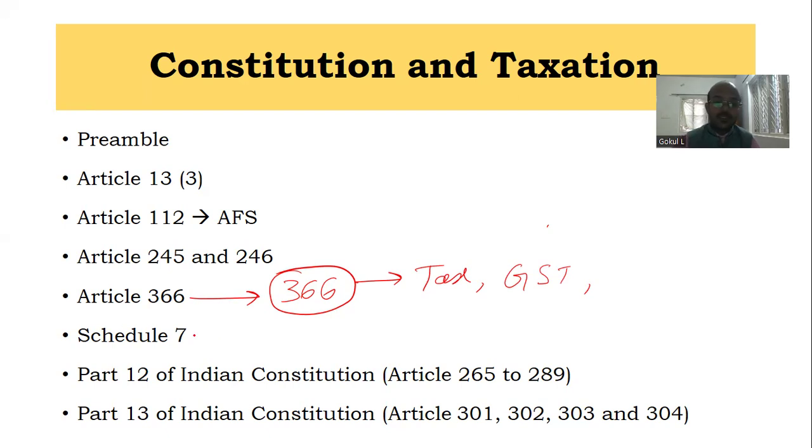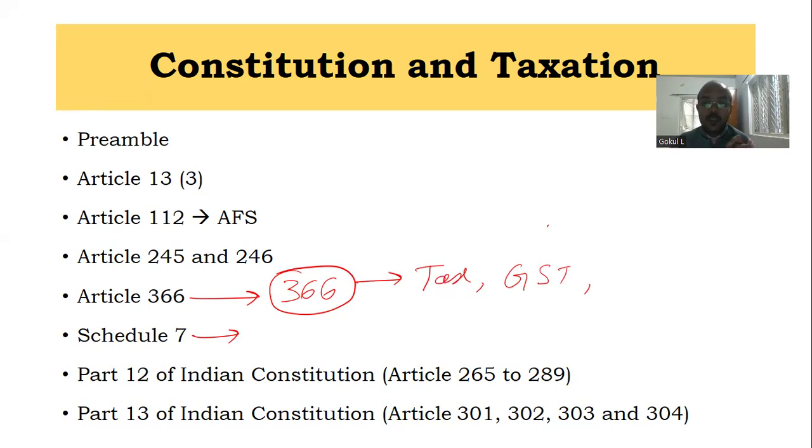Next, Schedule number 7, which has 3 lists, right? Union list, state list, and concurrent list. And this is also important with respect to the taxing power of the parliament and state legislature. There are certain items which you have to keep in mind, which are mentioned in the 7th Schedule.